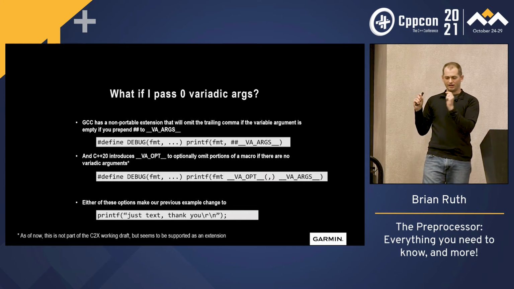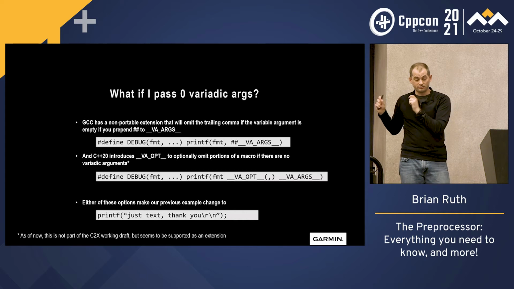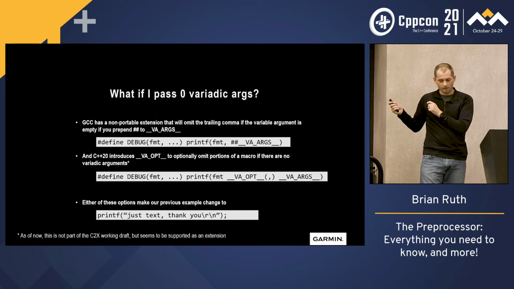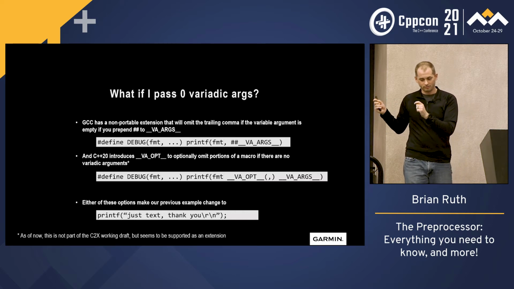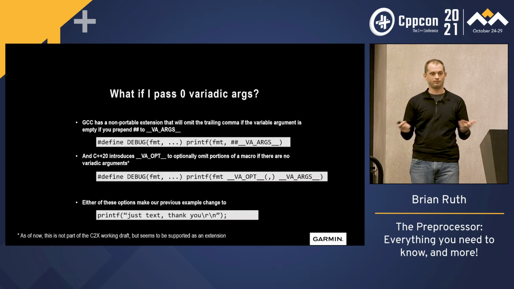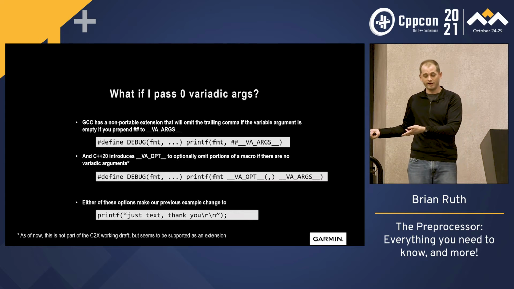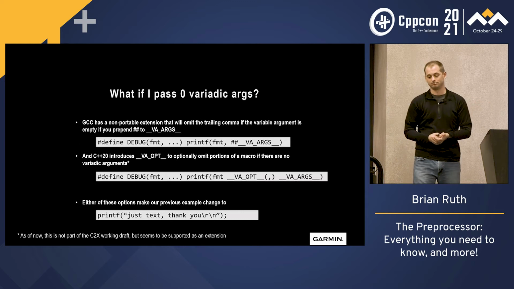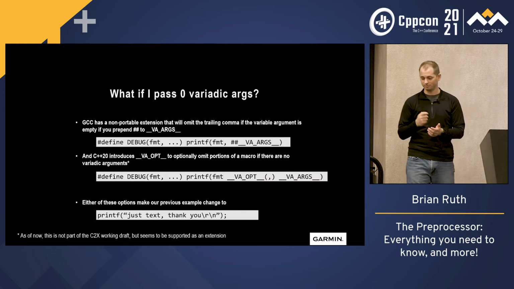Now, I could not find any reference in the C2X working paper on whether or not they're going to support this. But I tried it out on a few compilers, and it seems that the C compilers support VA_OPT. So use at your own risk.